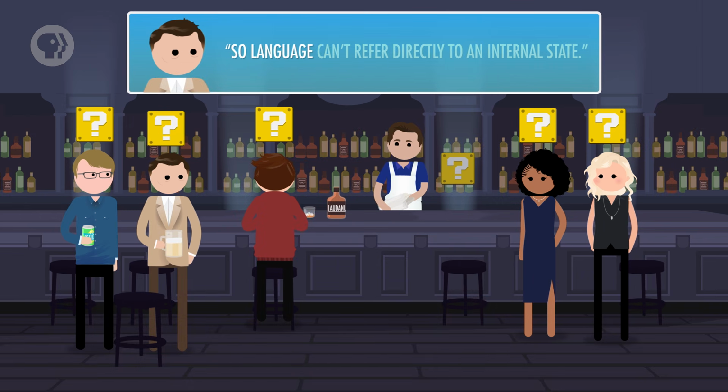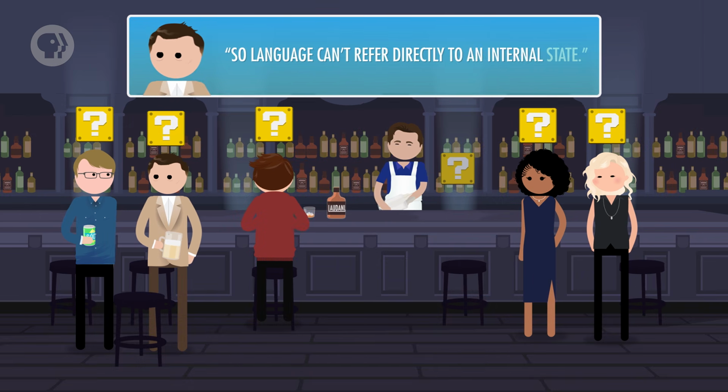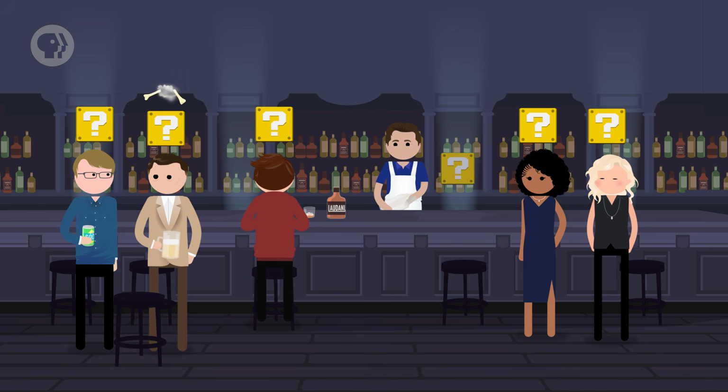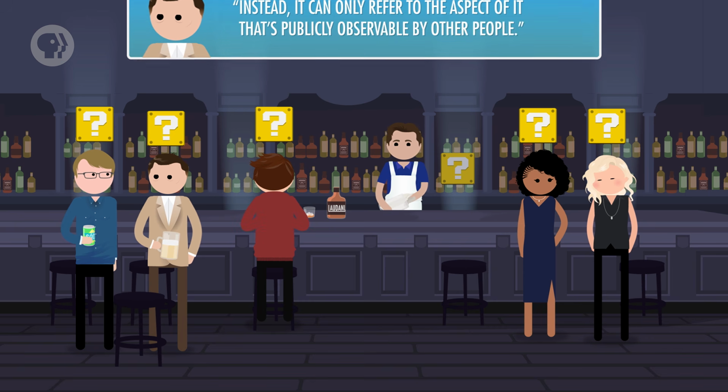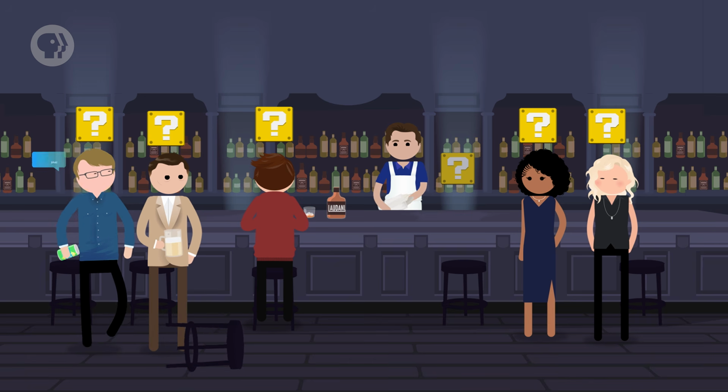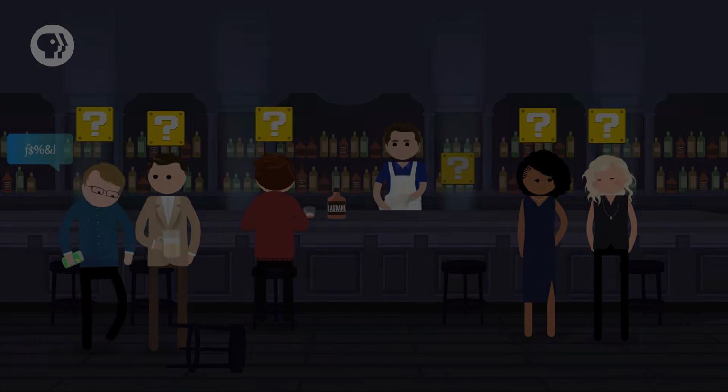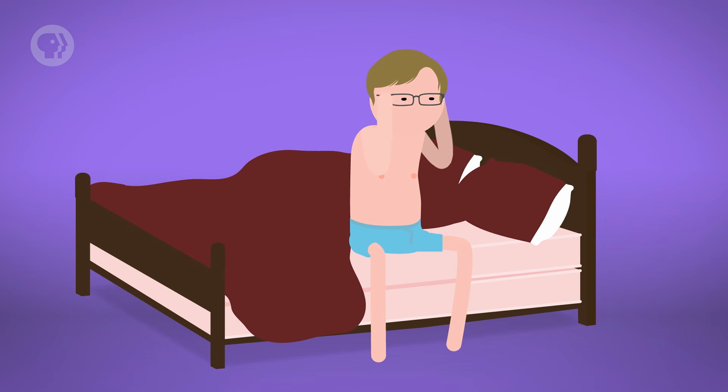So language, Wittgenstein said, can't refer directly to an internal state, like what it's like to see the color red or to experience pain. Instead, it can only refer to the aspect of it that's publicly observable by other people. So the word pain isn't the feeling of physical suffering, it's jumping on one foot and cursing when you stub your toe. It's rubbing your temples when you have a headache. The observable behaviors that are associated with it.